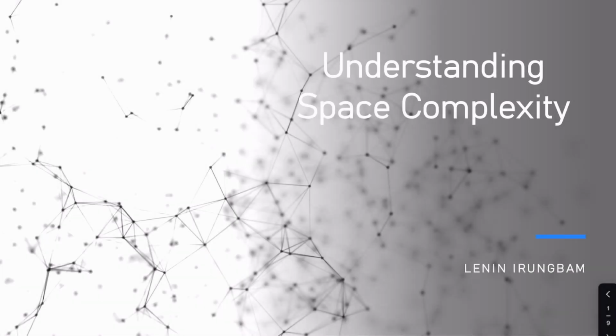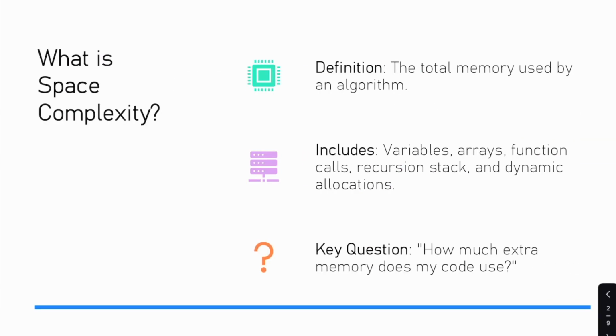In our previous lessons, we have discussed time complexity, which measures how fast an algorithm runs. But there is another equally important factor called space complexity. So let's see what space complexity is. The definition is that space complexity is the total memory used by an algorithm. So space complexity measures how much memory an algorithm consumes, right?